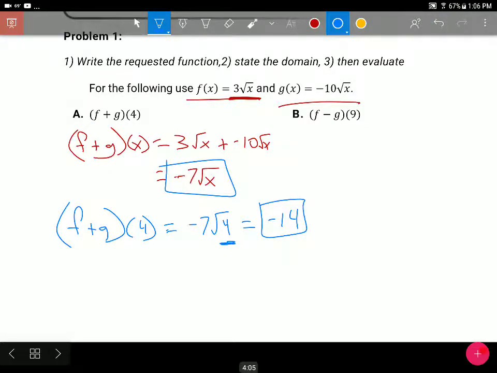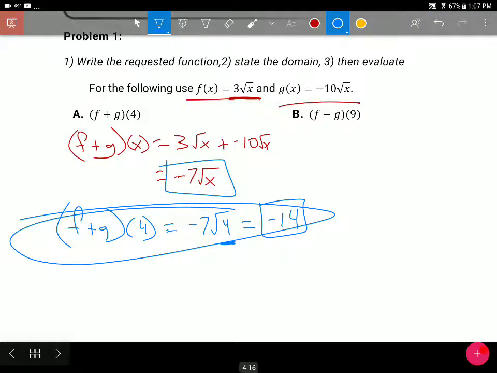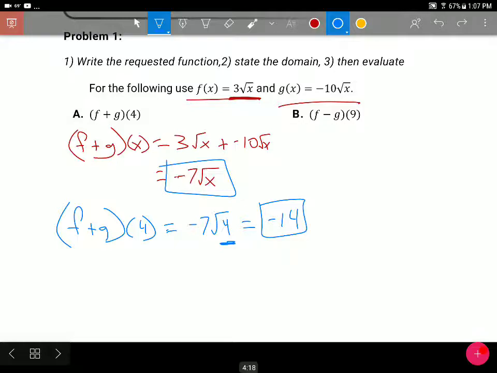It depends on what it's asking for. If it's asking for the equation, this is how you find the equation. If it's asking for f of 4, well, because it's saying f plus g of 4, that's why we did the second part.